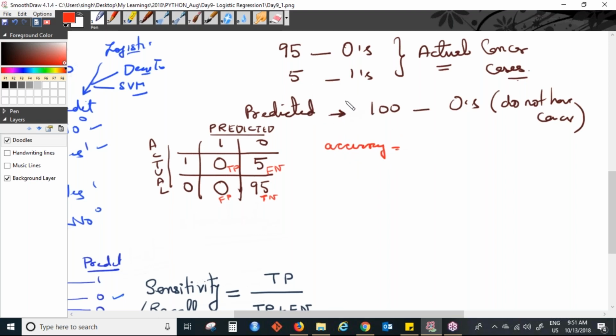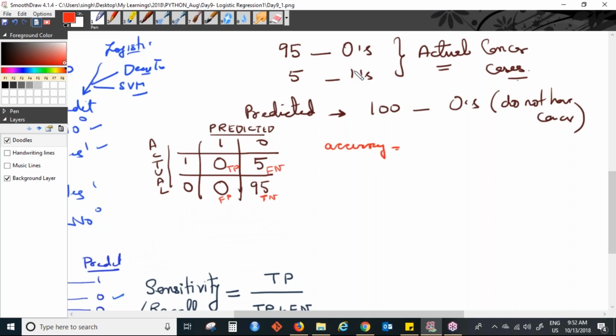Because it is not able to identify even 5 ones. So this model is useless. And we said this based on the business. We are not even looking at analytics here. We are just looking at the business scenario that I have 5 cancer patients out of 100 and I have to somehow identify them. And my model does not identify even one of them. So it's a very bad model. It's a useless model basically.